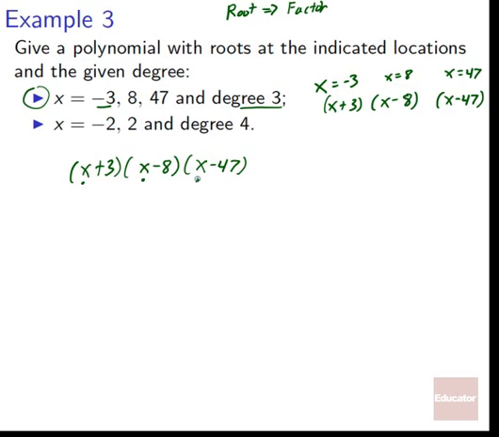That'll come out to be x cubed, so we've got a degree of 3. And we know it has roots in all the appropriate places. And we're done. That's it. So we could expand this and we could simplify if we wanted. We weren't absolutely required to by the problem. And this is a correct answer.